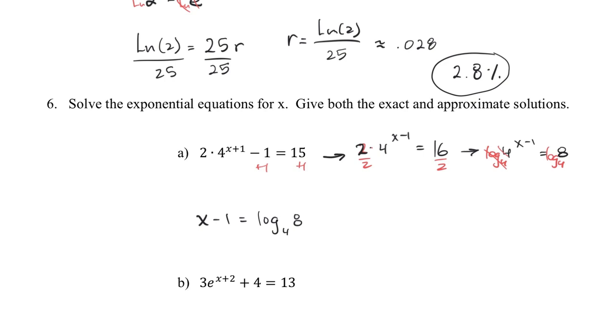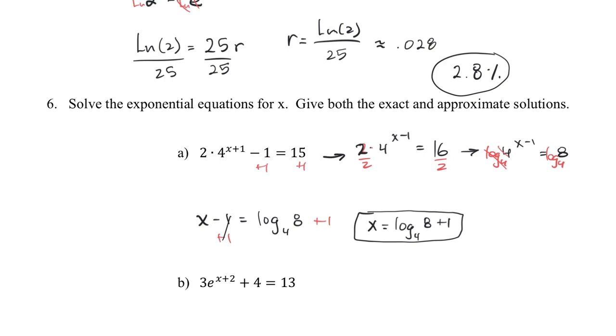Now we will solve for x by adding 1. It cancels there, so the exact value is x equals log base 4 of 8 plus 1. So it wants both the exact and the approximate. So there's the exact form.